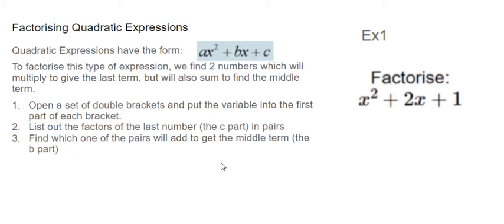Hi guys, so this is factorizing quadratic expressions. Quadratic expressions have the form ax squared plus bx plus c. To factorize this type of expression, we find two numbers which will multiply to give the last term, but will also sum to give the middle term. And these are your steps here then.